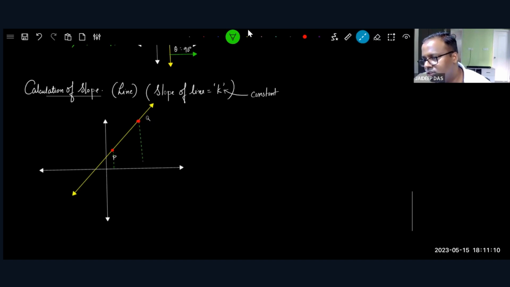Q point also has a value on the x-axis. P has a value on the y-axis, and Q also has a value on the y-axis. Now let me name them. Let me call this x1, this x2, this y1, and this y2.